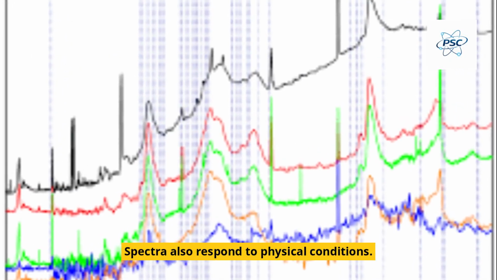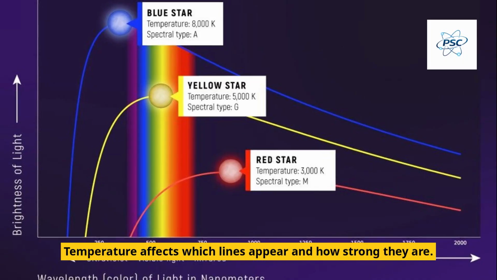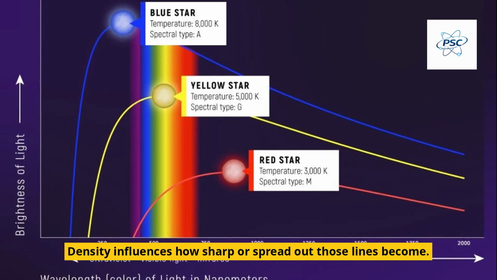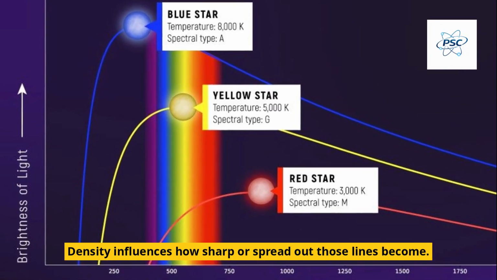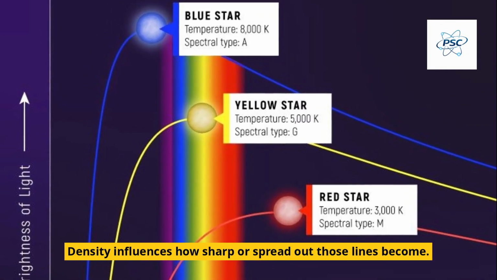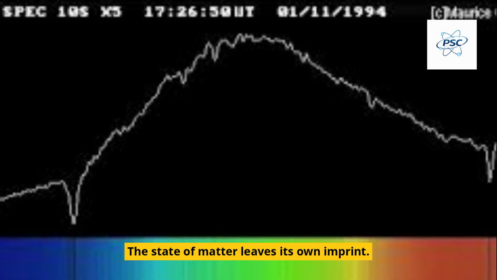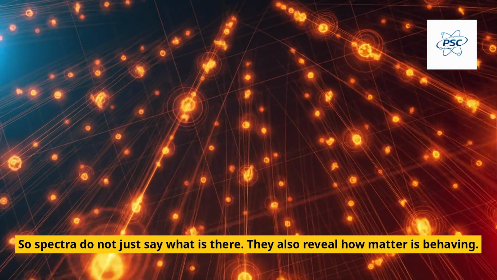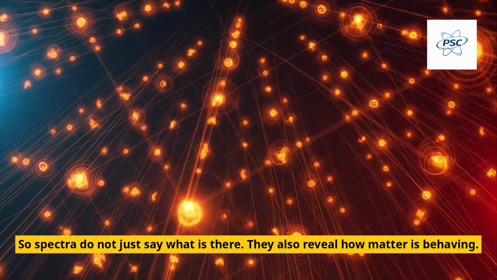Spectra also respond to physical conditions. Temperature affects which lines appear and how strong they are. Density influences how sharp or spread out those lines become. The state of matter leaves its own imprint. So spectra do not just say what is there. They also reveal how matter is behaving.